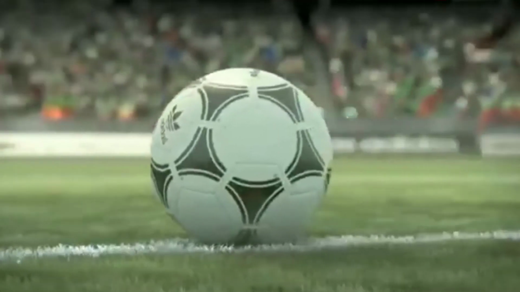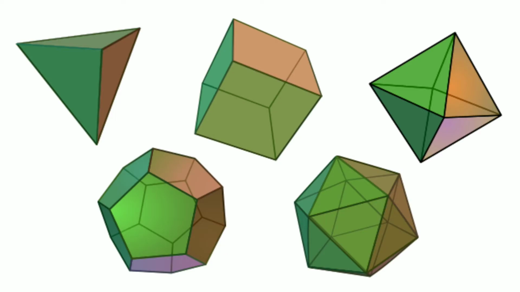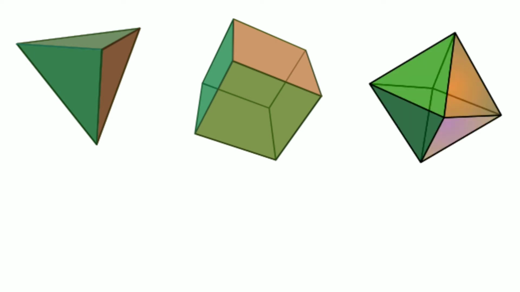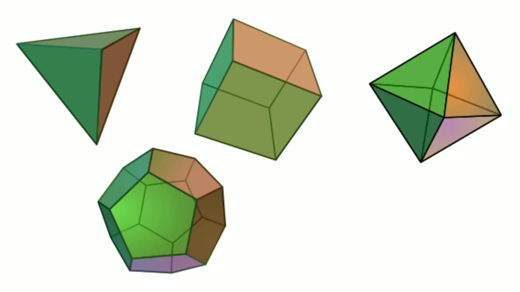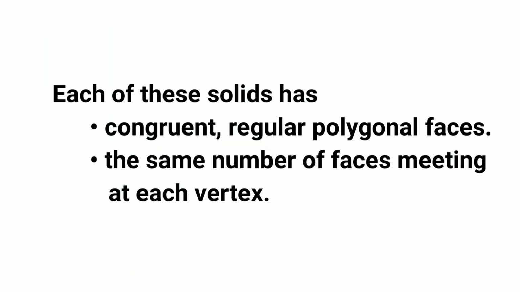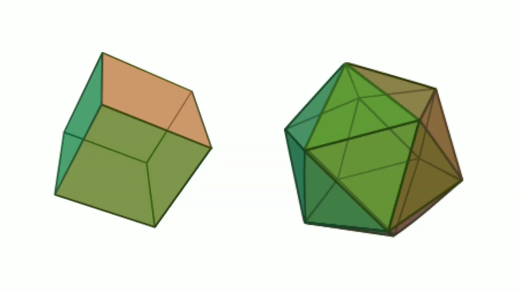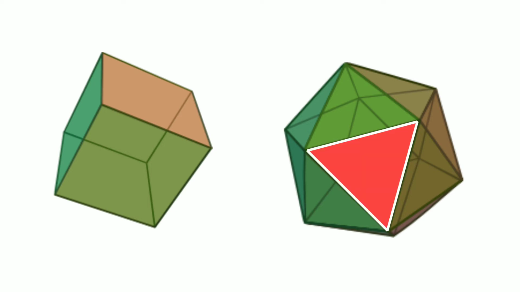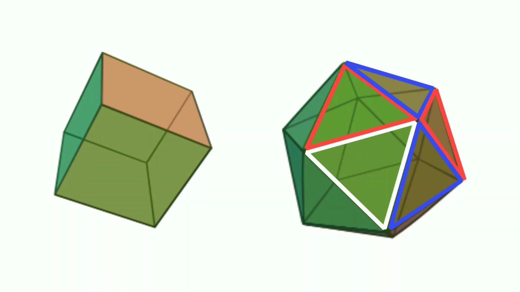To begin, we need to understand the 5 Platonic solids: the tetrahedron, the hexahedron or the cube, the octahedron, the dodecahedron, and the icosahedron. Each of these solids has congruent regular polygonal faces with the same number of faces meeting at its vertex. The cube, for example, has 6 square faces with 3 faces meeting at its vertex, whereas the icosahedron has 20 triangular faces with 5 faces meeting at its vertex.